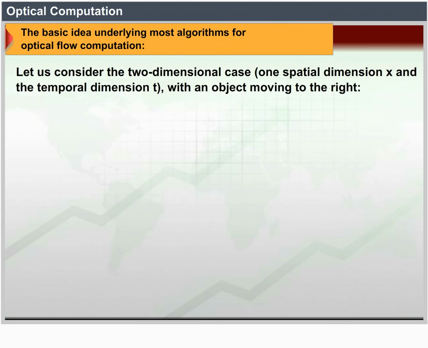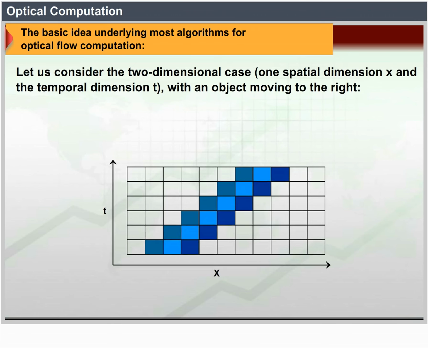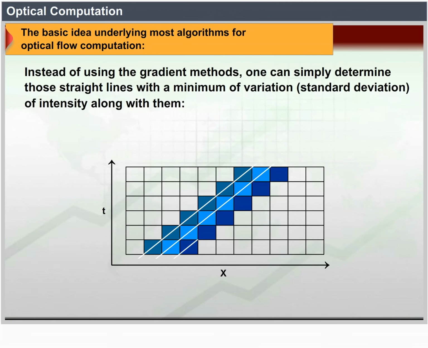Let us consider the 2-dimensional case, one spatial dimension x and the temporal dimension t, with an object moving to the right. Instead of using the gradient method, one can simply determine those straight lines with a minimum of variation, standard deviation, in intensity along them.